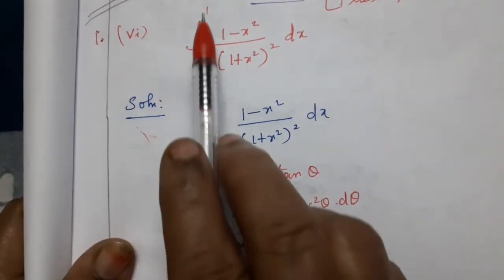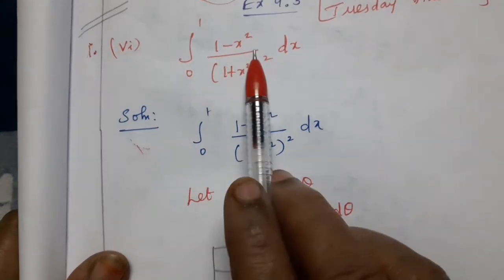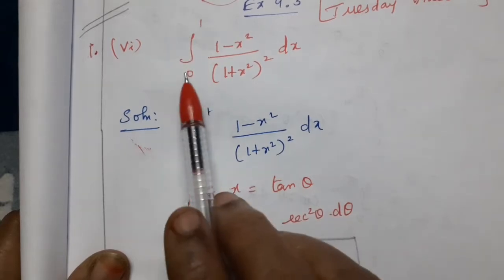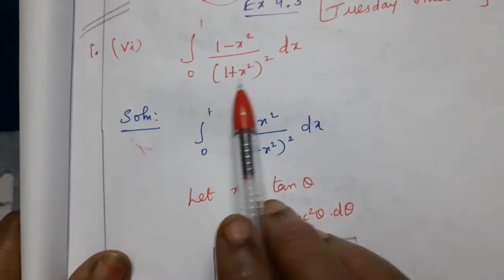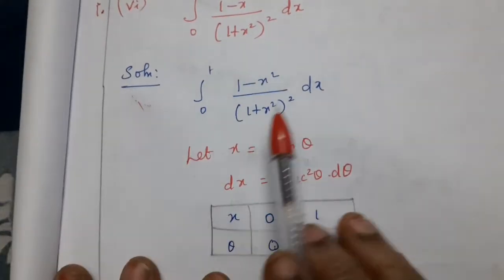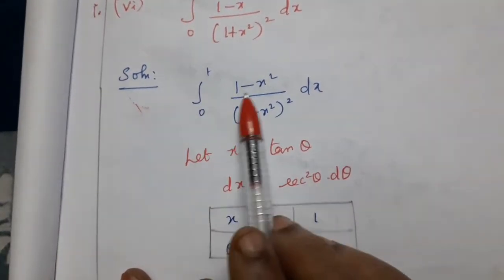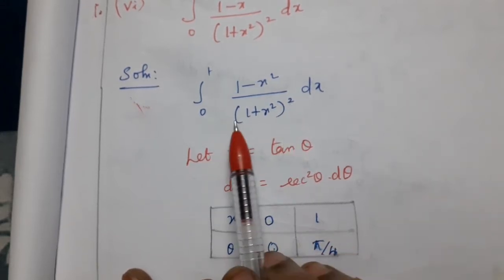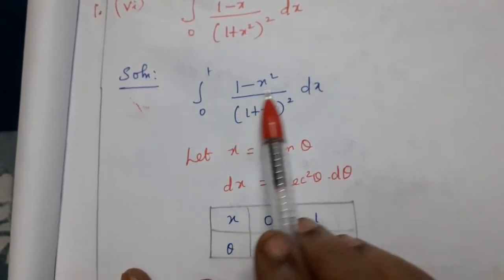What is the question? The integral from 0 to 1 of (1 minus x square) by (1 plus x square) the whole square, into dx. What is the solution? I rewrite the question here: integral from 0 to 1 of (1 minus x square) by (1 plus x square) the whole square. It is 1 plus x square the whole square, not just 1 plus x square. And the numerator is 1 minus x square.